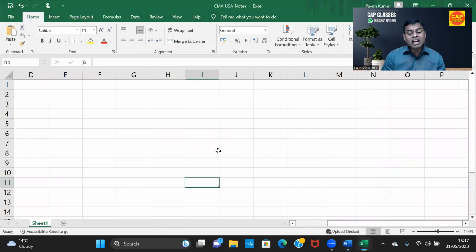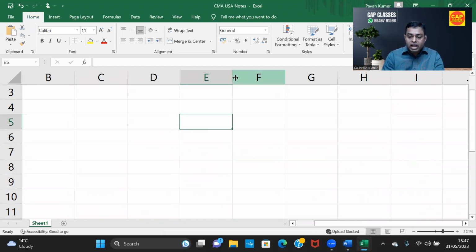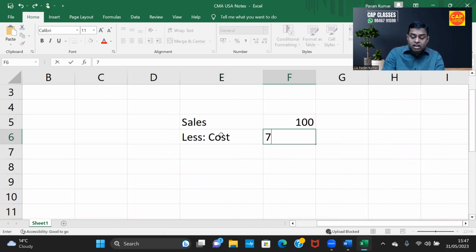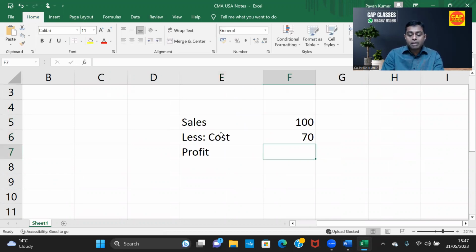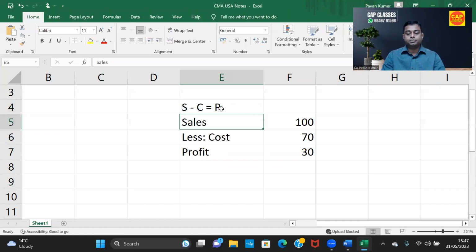let us recollect our basic costing equation. Do you agree with me if I say sales, for example $100, less cost, for example $70, will give you a profit of $30? Do you agree with me if I say sales minus cost is equal to profit? So what is the equation here? Sales minus cost is equal to profit. Agreed? There is no confusion in this basic equation.